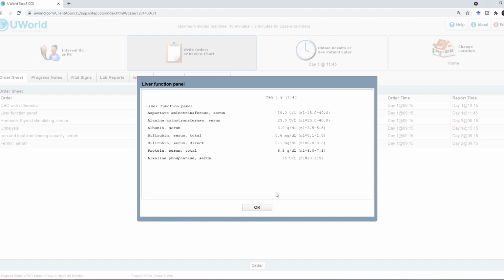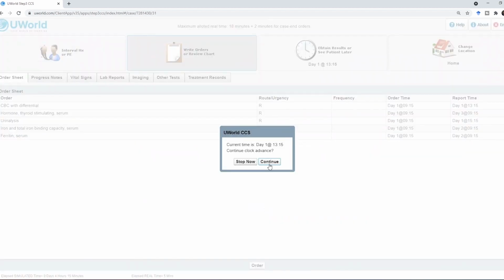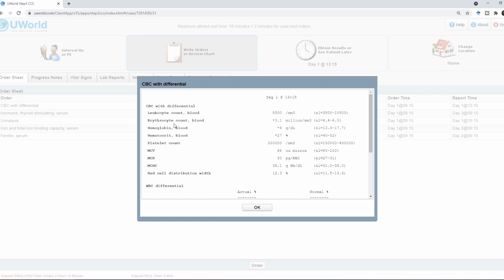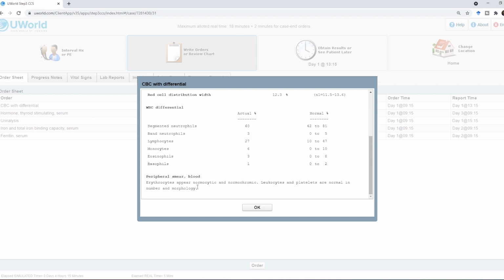The liver function tests are normal. The CBC, we can see some stars here for the erythrocytes, for the hematocrit. The MCV is normal, so this is probably normocytic anemia. The hemoglobin is also low, so this is probably normocytic anemia. And you can see here normocytic, normochromic, nothing abnormal.